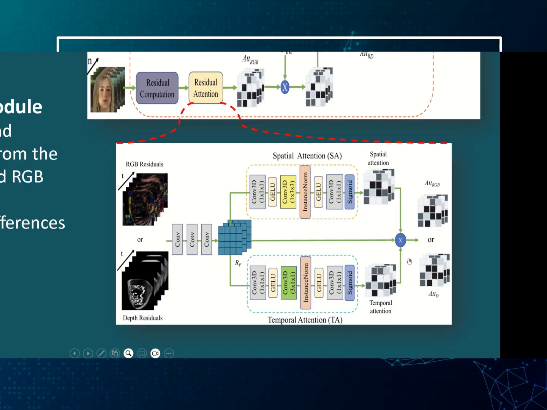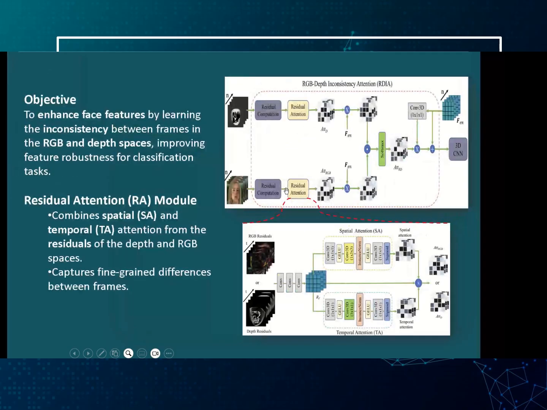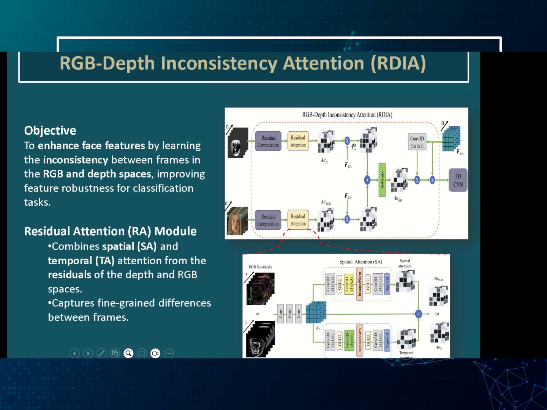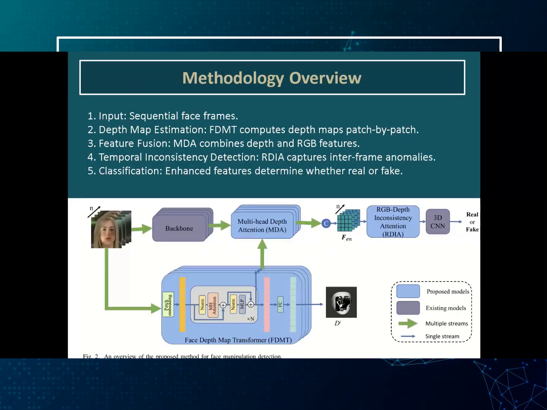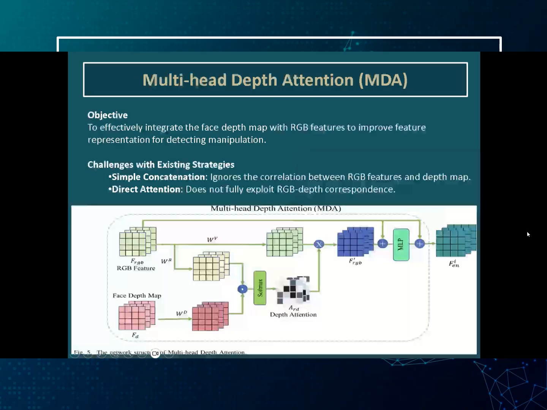After that, it comes here again, the residual attention, and they get the attention RGB. Similarly, if we pass the depth map, they will get the depth map weight of the attention mechanism. And again, after RDIA, they have to pass it to the 3D CNN.